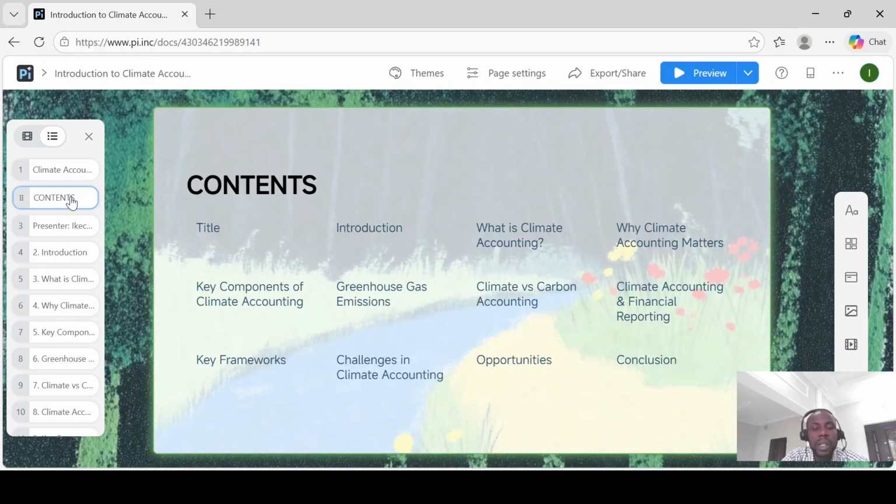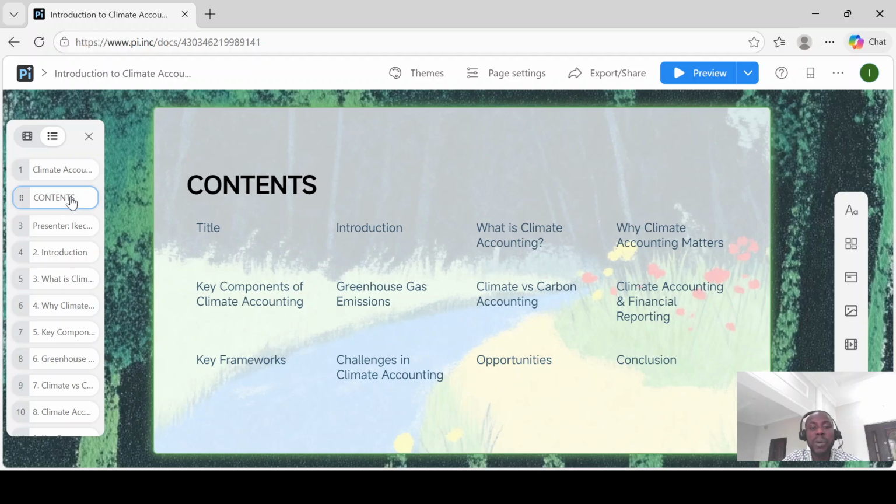The content will be an introduction. I will look at what climate accounting really is. It's sort of a mantra today. So we delve deep into what climate accounting really is. Then, why does climate accounting matter in this present time and age? After that, we look at the key components or constituents of climate accounting. Then we'll look at greenhouse gas emissions.